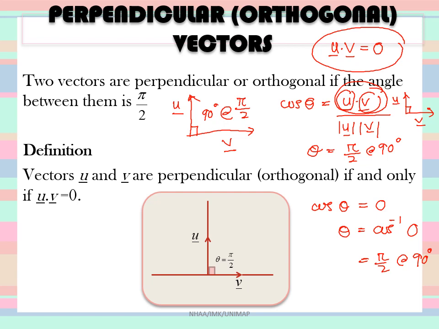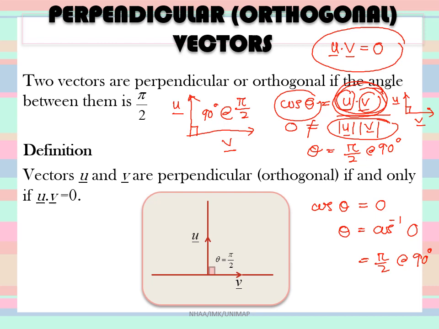You can calculate this from your calculator. Your denominator, which is the magnitude of u times the magnitude of v, cannot be 0. If the denominator becomes 0, your cos theta will be undefined. If you calculate the value, you will get a math error. So to get theta equal to 90 degrees or pi over 2, your numerator must be equal to 0.